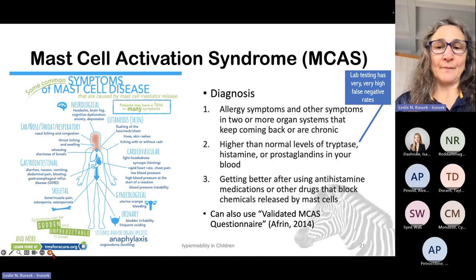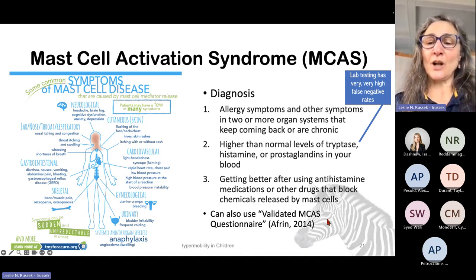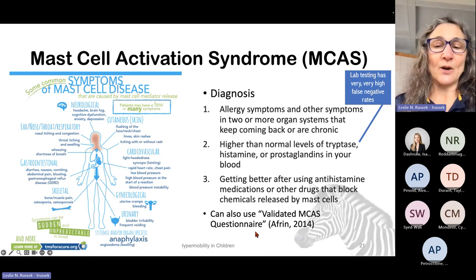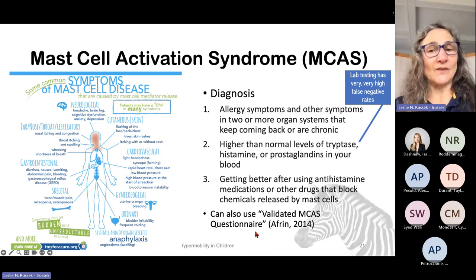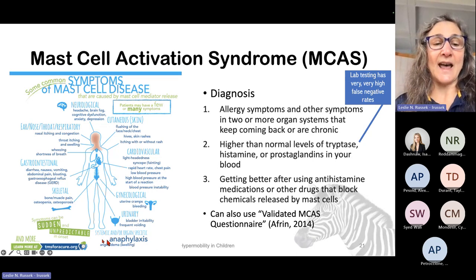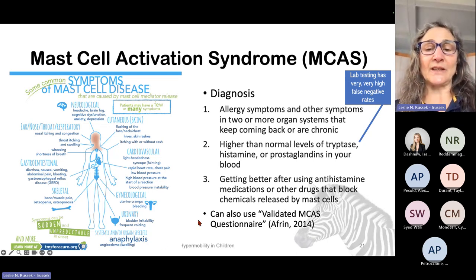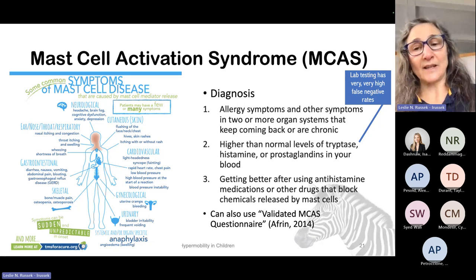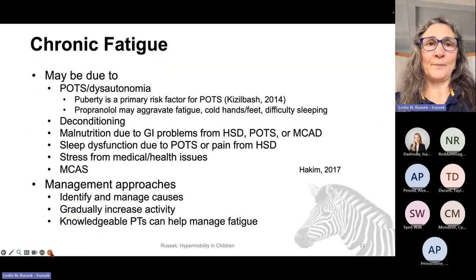There is a questionnaire called the Validated MCAS questionnaire. It's got a whole bunch of symptoms on it. And basically, if they score more than 14 points, it's a strong indication that they have mast cell activation. So it's basically, if it walks like a duck and quacks like a duck, it's probably a duck.